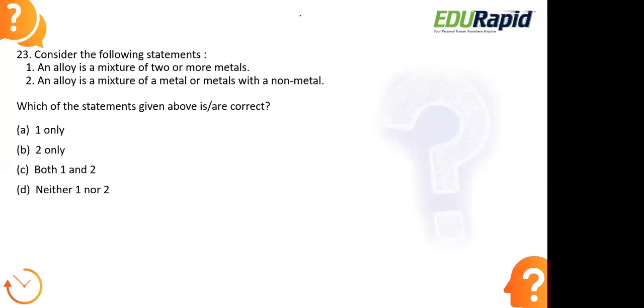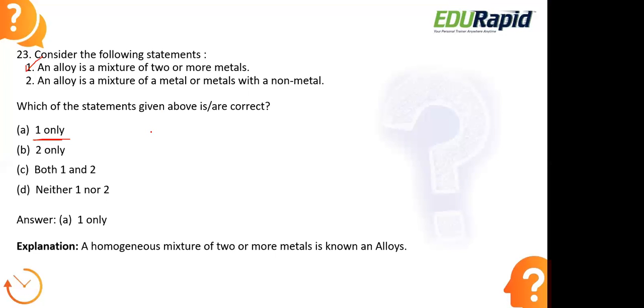Okay, let us look at the right answer here. The right answer is option A, 1 only. Look at this statement: an alloy is a mixture of two or more metals. As I was just telling you, it is a homogeneous mixture. When we combine two different metals to make an alloy, they get mixed in a homogeneous way. The particles of one metal get completely and equally suspended in the other metal. So we get a complete homogeneous mixture in alloys.